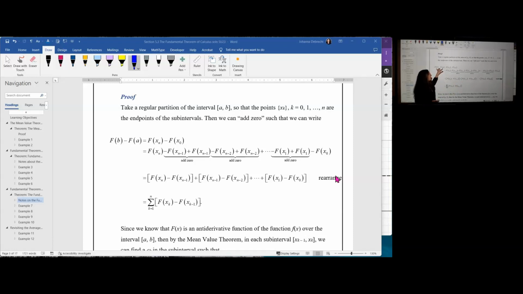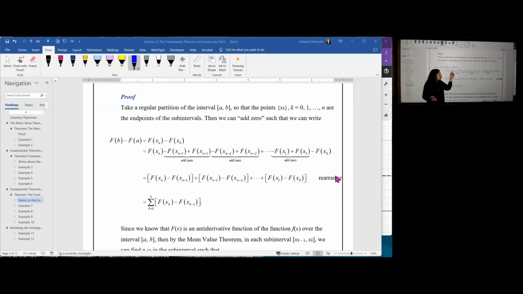We're going to write the difference between the antiderivative evaluated at b and at a by rewriting b as x sub n and a as x naught. And then we're going to apply, well, sort of a trick. We're going to add 0. What we're adding in here is the other interval endpoints between the first one and the last one.